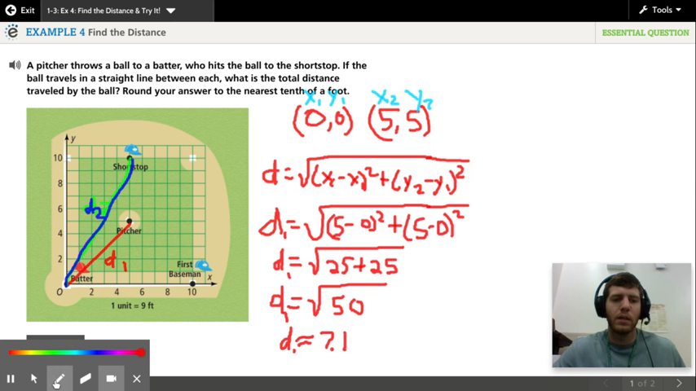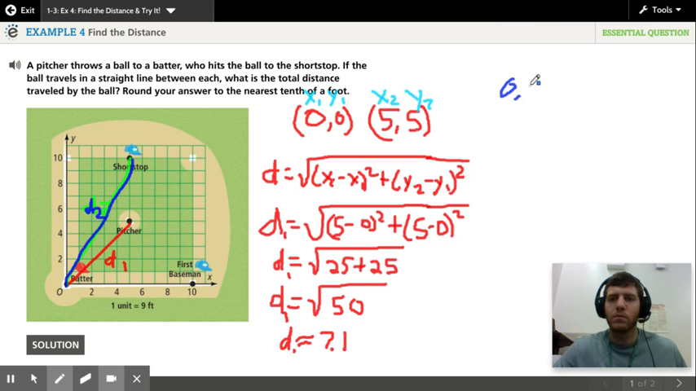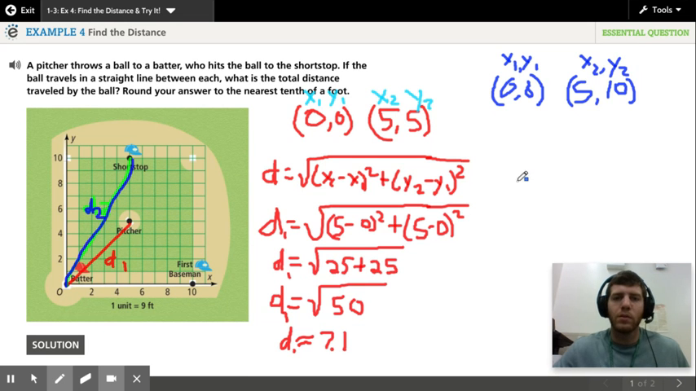Okay, now we need to do D2, our second distance. So we have points 0, 0. And we have points 5, 10. Those are our 2 points. Again, I'm just going to make 0, 0, x1 and y1. And then I'm going to make 5, 10 our x2 and our y2. All right, so again, we're now finding the distance from the batter to the shortstop.